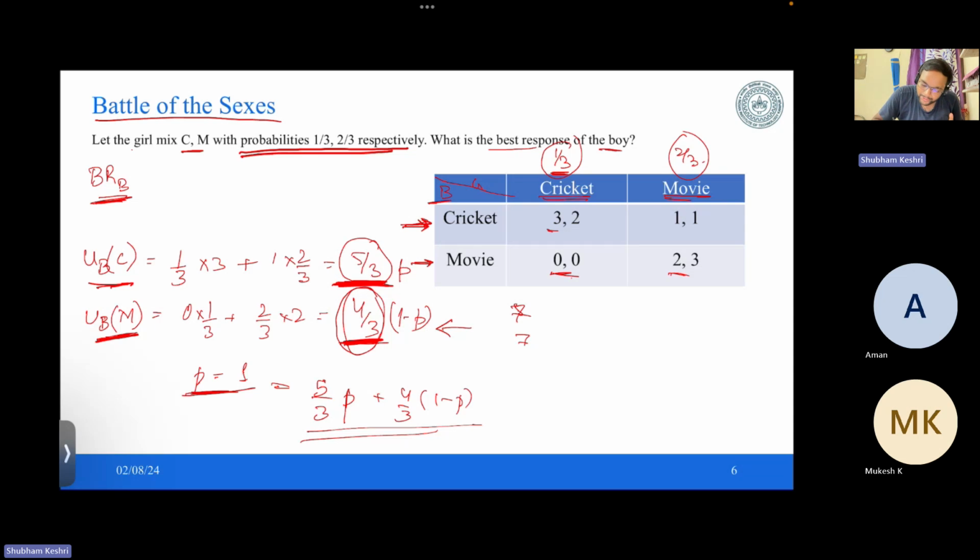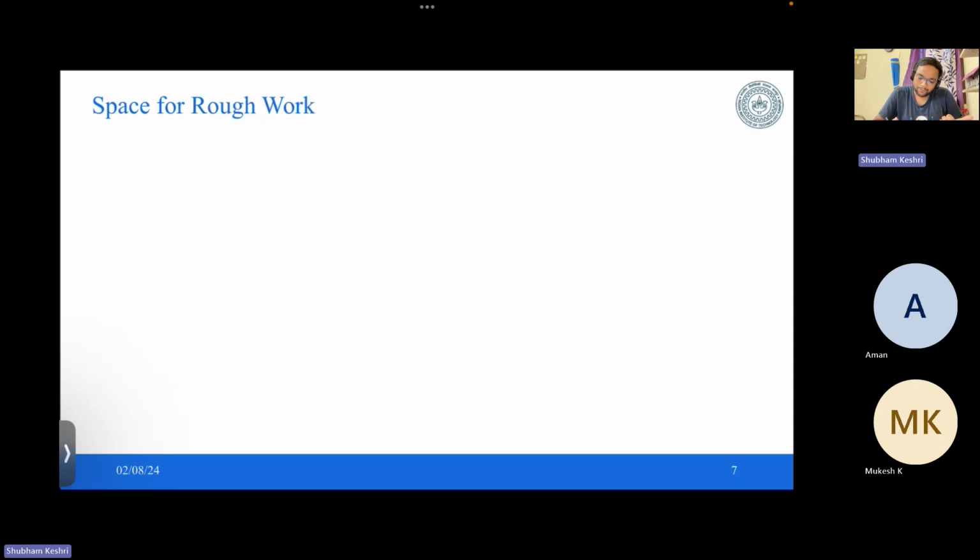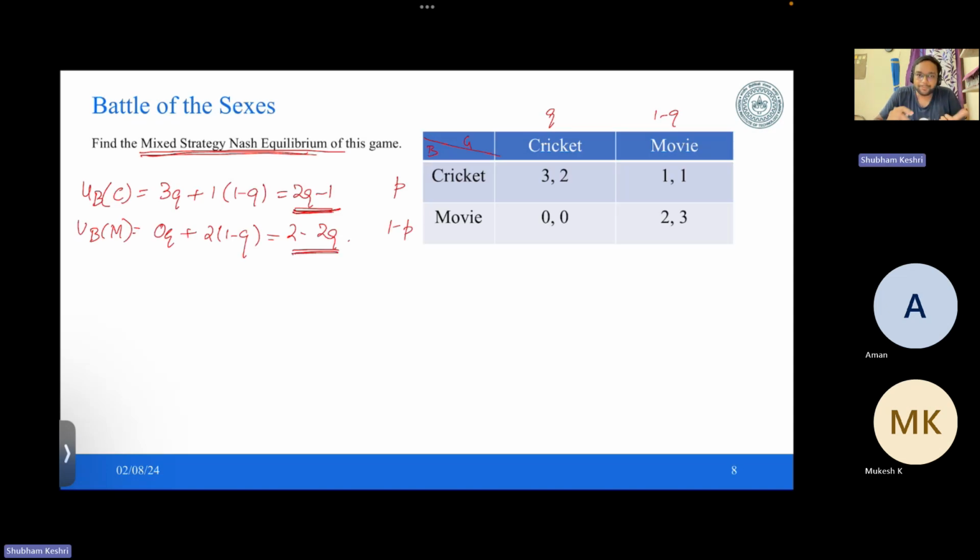But if the utility of movie is higher than the utility of cricket, he will always go for movie. So for the boy to be indifferent between both strategies, either cricket or movie, these two utilities will equate as the same. So we'll say 2q minus 1 is the same as 2 minus 2q, which will become 4q equals 3, and q equals 3 by 4. All right. So this is that strategy of the girl when this boy becomes indifferent between his strategies.